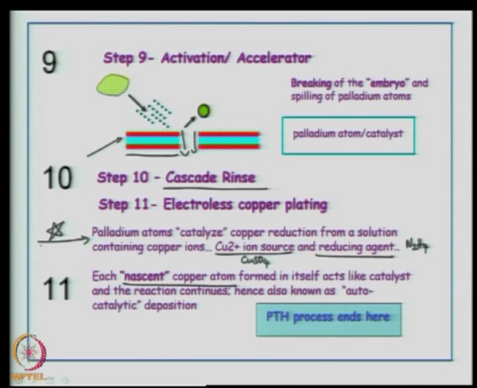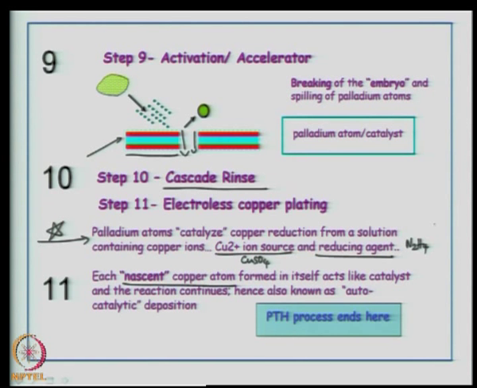So, the initial layer formation of copper and the adhesion between the copper and the palladium is a key issue in determining the reliability of your through hole wall, and in some sense this electroless copper process determines the life of the PCB itself, because if there is failure it can happen at this electroless copper.